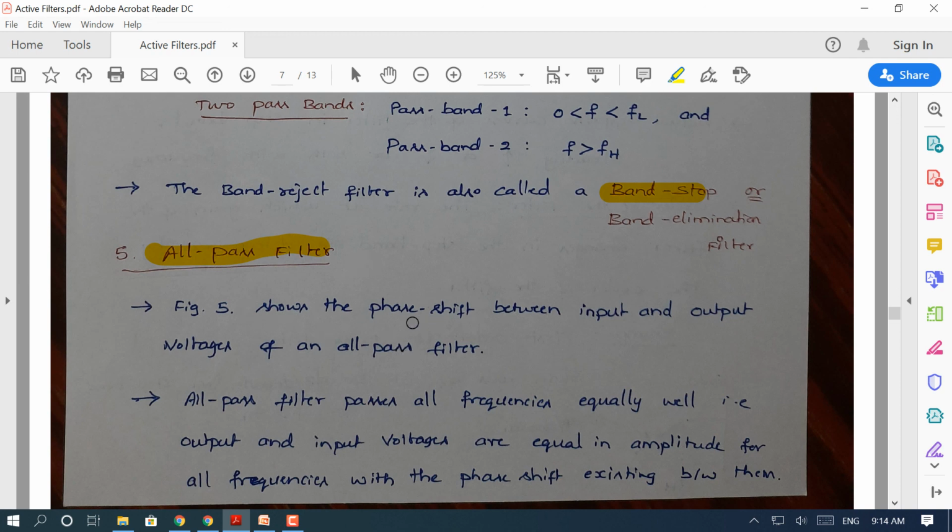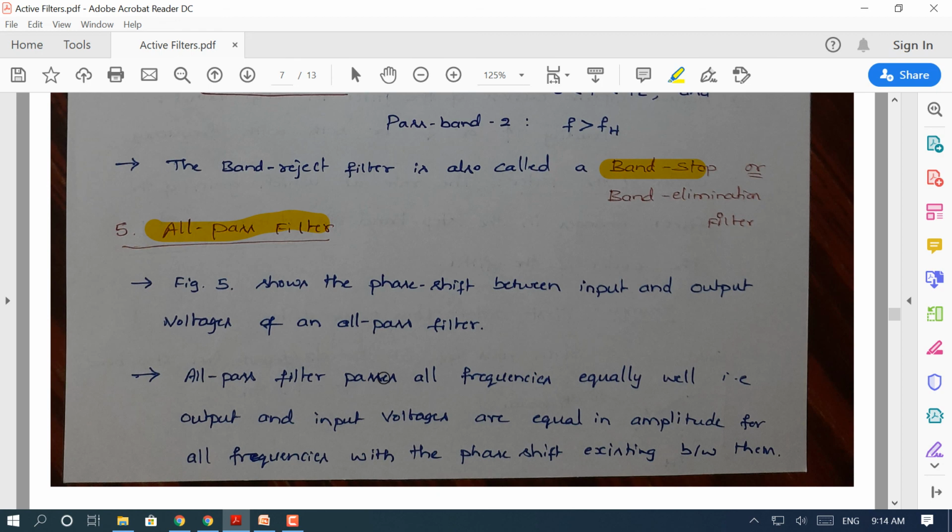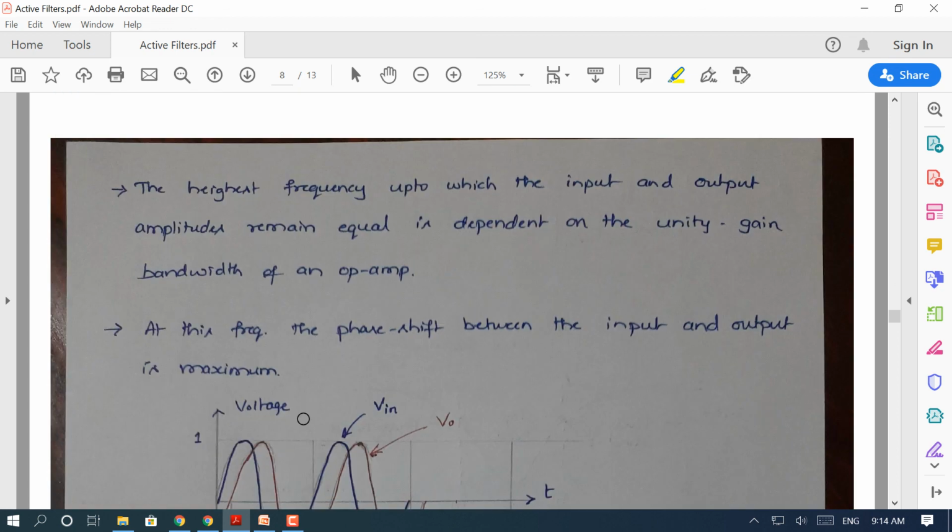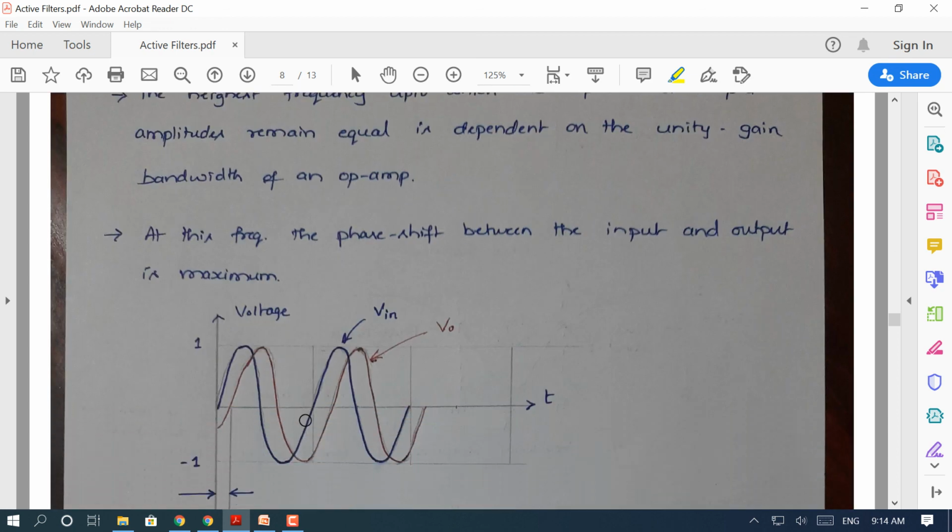But here we show the phase shift between the input and output voltages for the all pass filter. The all pass filter definition is that it passes all frequencies equally without attenuating any frequencies. That is, the output and input voltages are equal in amplitude because it passes all frequencies. For all frequencies there is a phase shift between the input and output voltages, which we have shown through the representation here.